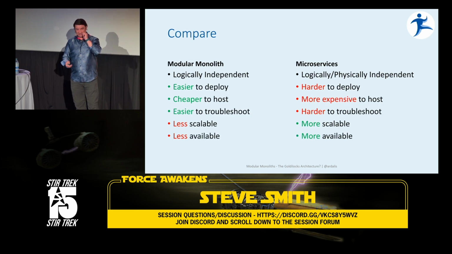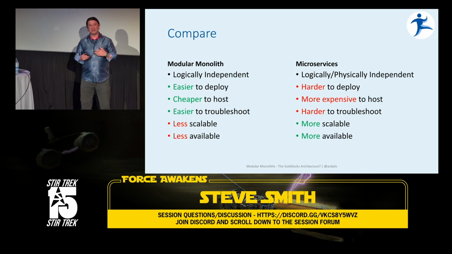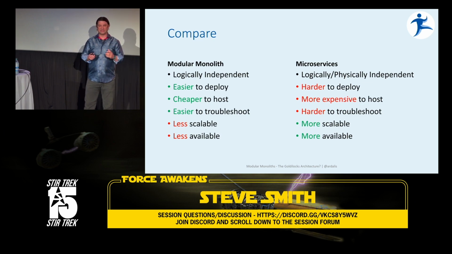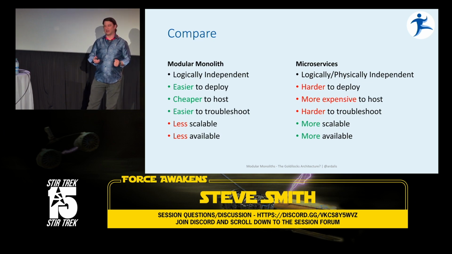The monolith can be less available, and what I mean by that is if part of it blows up and fails, it's a single process, so the whole thing goes down. Whereas with microservices, you might have one service that's not working, but everything else is still okay, and so you might have some partial uptime still.